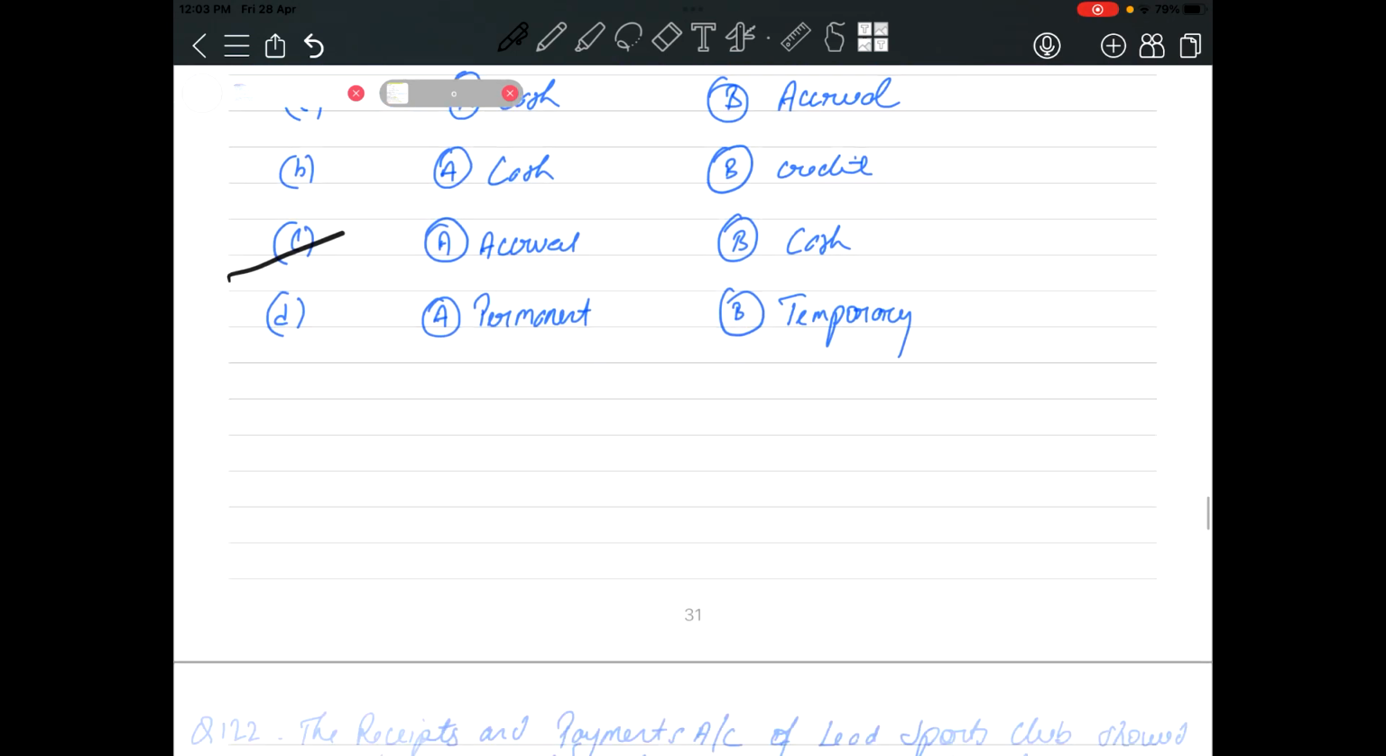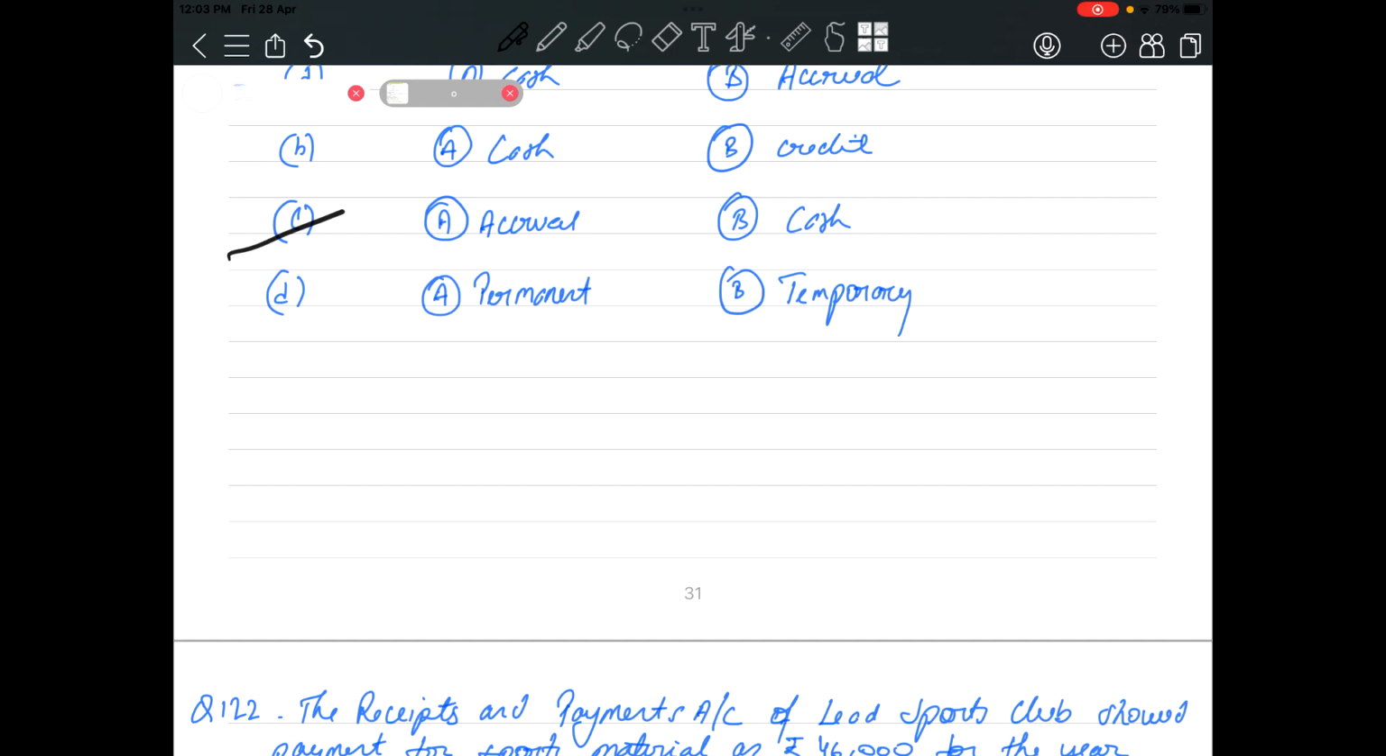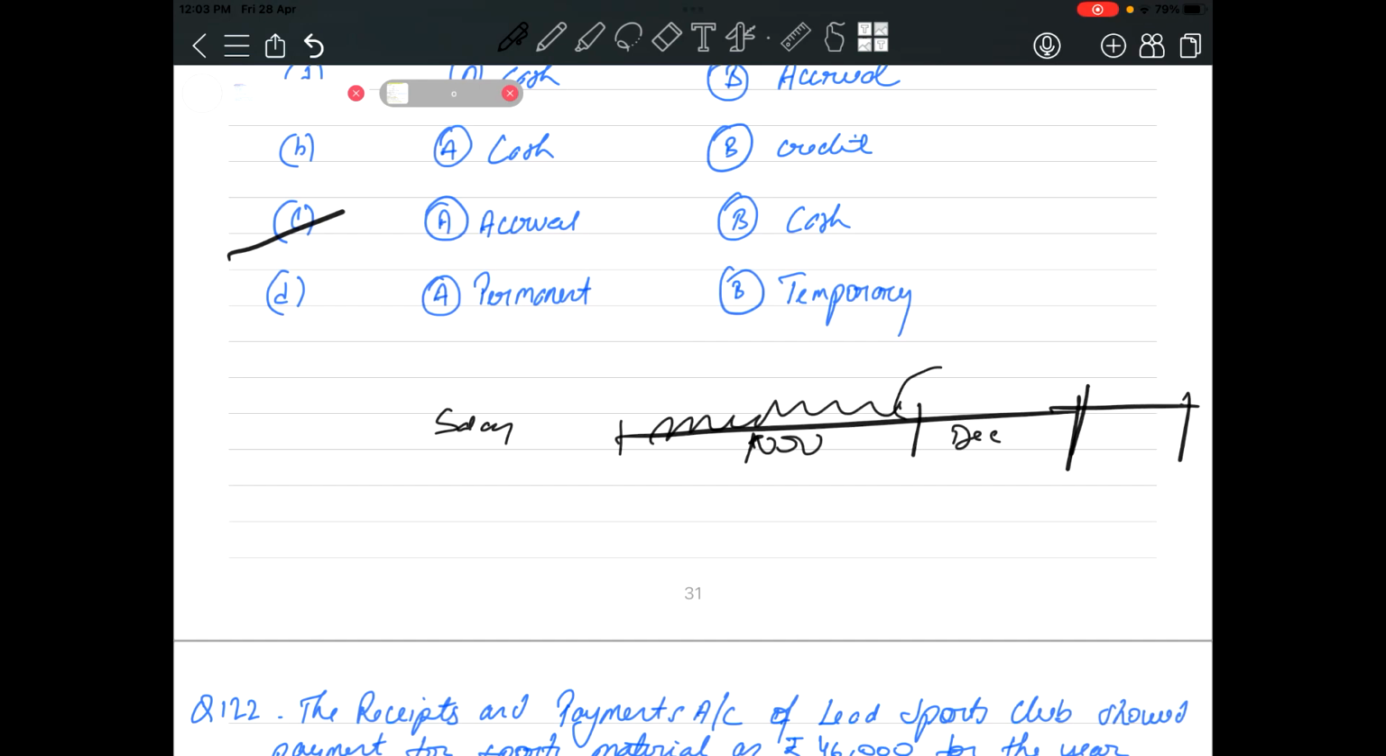Accrual means, say for example, you have to pay a salary to an employee. The year ends on 31st December. Now for the month of November, the employee works in the organization, and the payment will be made in December. Now for the month of December, the work which he has done in December, when will he receive the payment? He will receive the payment next year, in January.